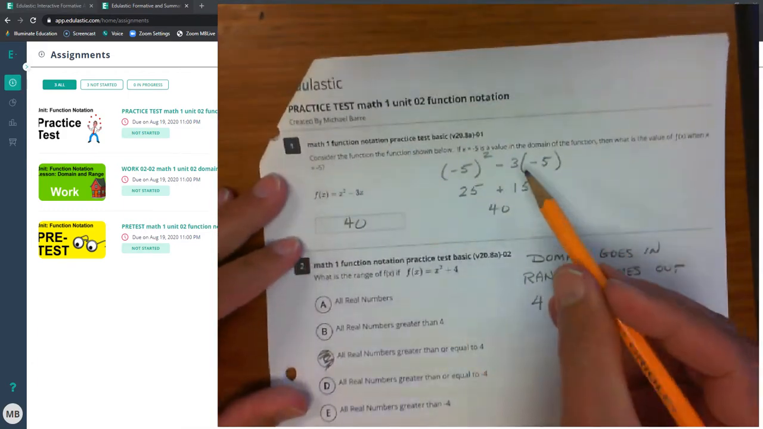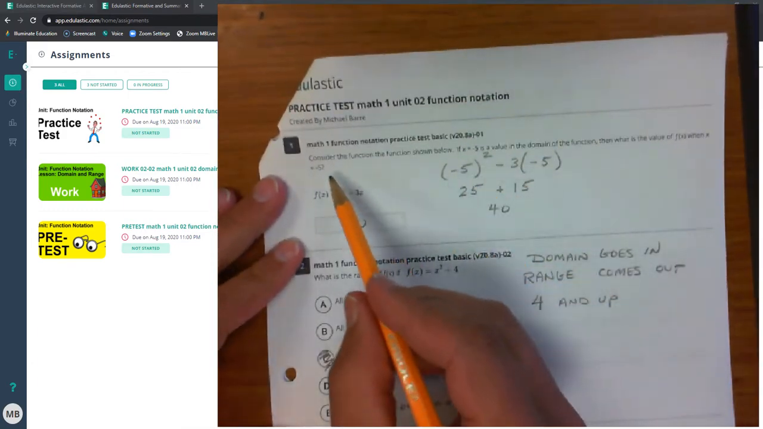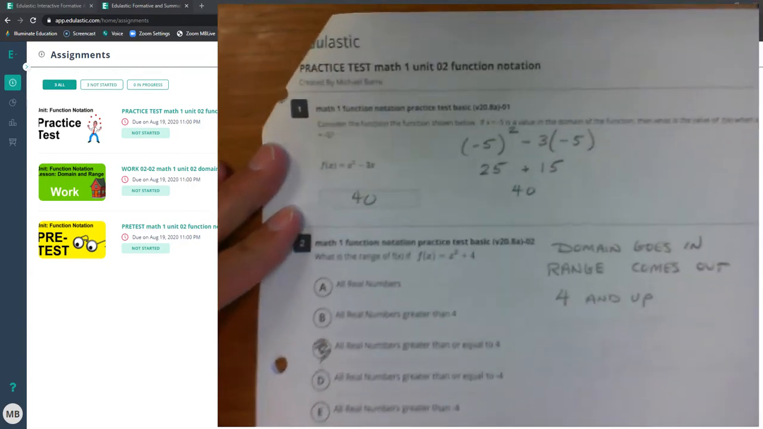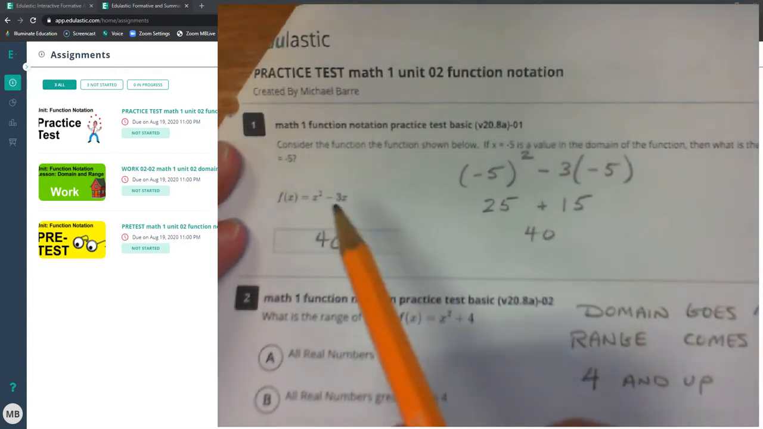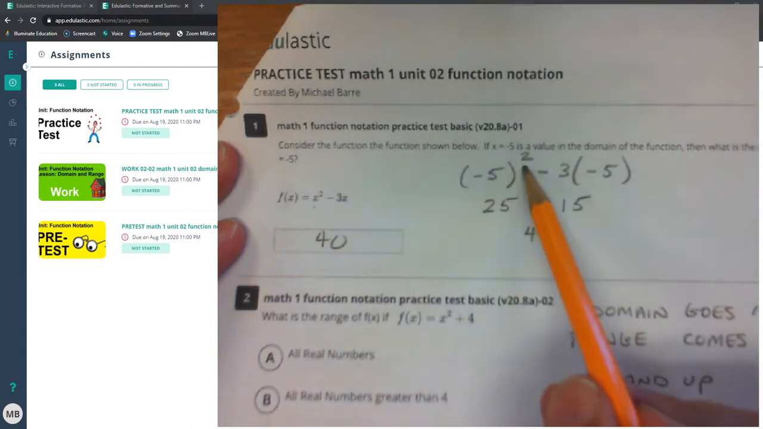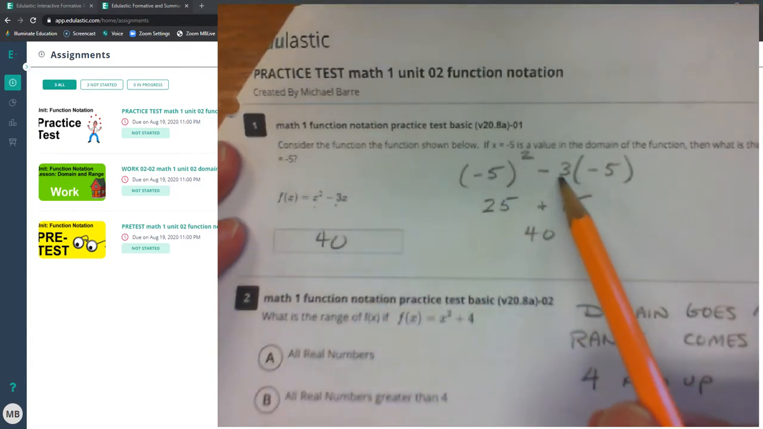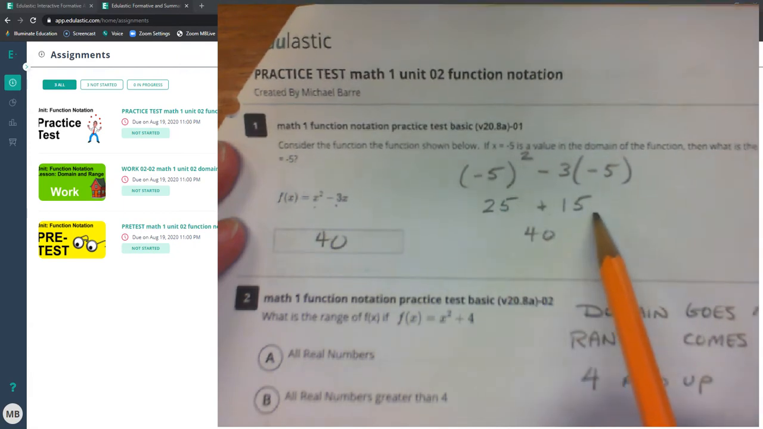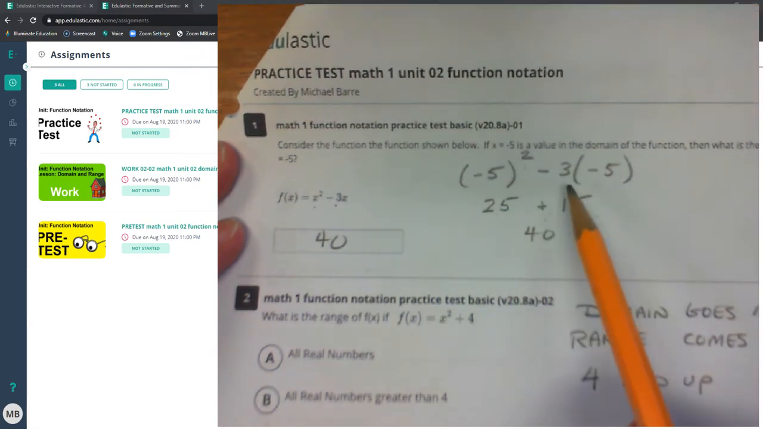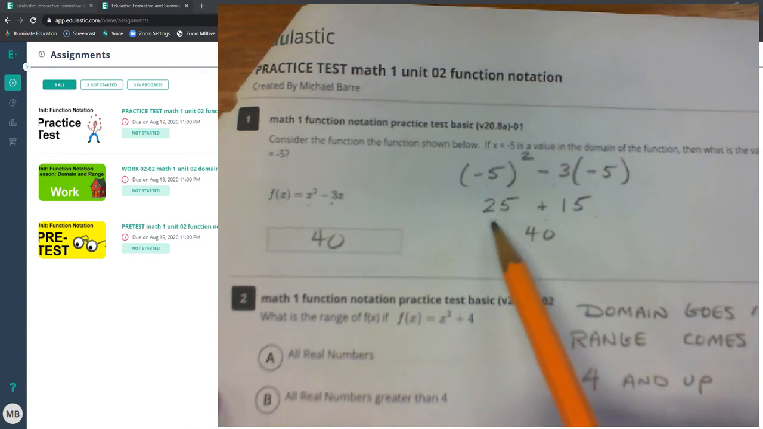All right, so we need to evaluate this function at -5. Zoom in a little bit for you. There you go. So I'm going to start with -5 squared. So -5 squared minus 3 times -5, -3 times -5. So that's going to be 25 plus 15. Why is it a positive 15? Because a negative times a negative is a positive. Add those numbers together and I get a 40. Boom.